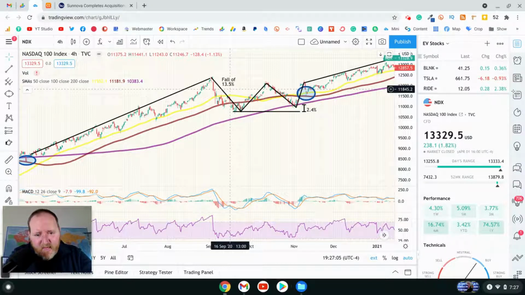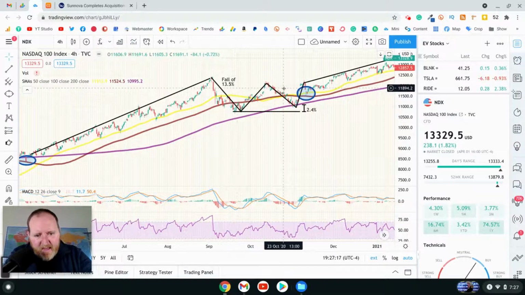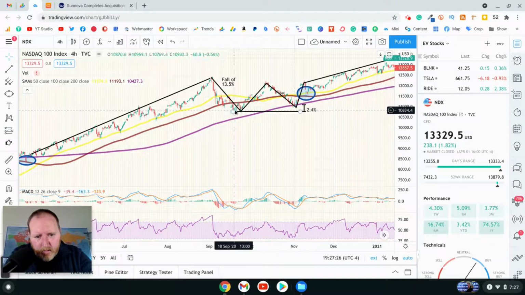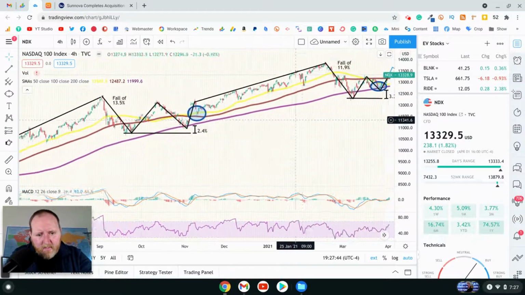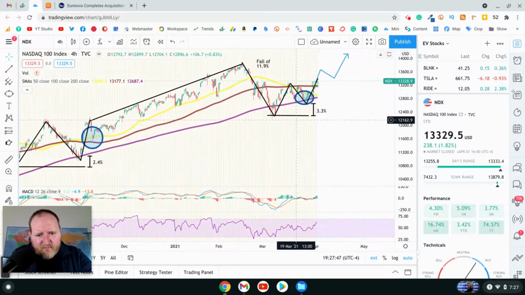So we know this was a double bottom. The first fall fell between 10 to 20%. It fell 13.5. The second bottom of the W here came within 2 to 4% of the low of this side, the very low. And yes, it did. It's 2.4%. And it's in the shape of a W. Check, check, check. All 3 boxes are checked off. This is a classic double bottom. Okay, that was back in September and October of last year.